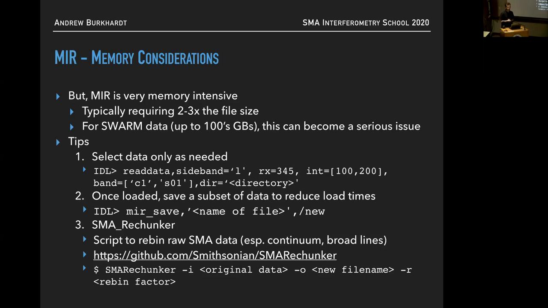This is also available on the website, where you can find it pretty easily. It's fairly straightforward: you give it your original data file, and it'll rebin it into a new file with some rebin factor. Often we see somewhere between factors of 2 and 8, depending on what kind of science you want to do. But if you can't rechunk your data for whatever reason, you have to be careful with how you're sub-selecting things down.